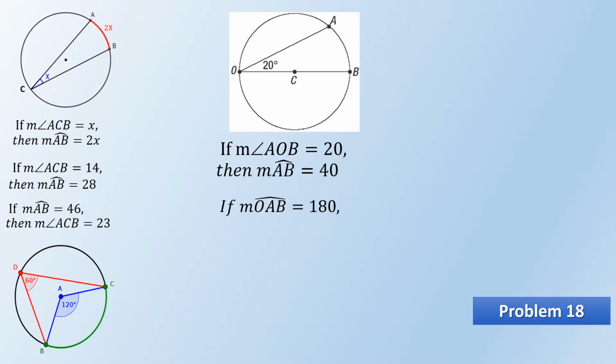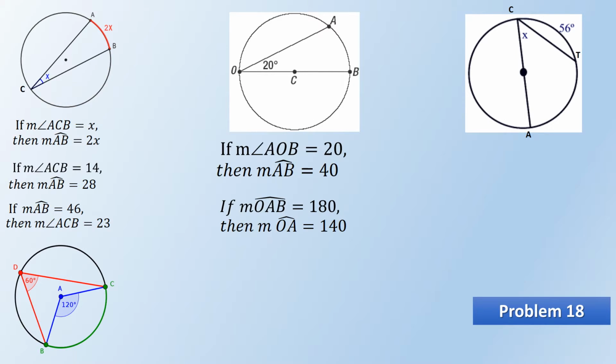So that means the measure of arc OAB has to be 180. Well, if we know that, then we can say the measure of arc OA is 140, because the two smaller arcs have to add up to 180. All right, another problem. Now this is where we're going with this.